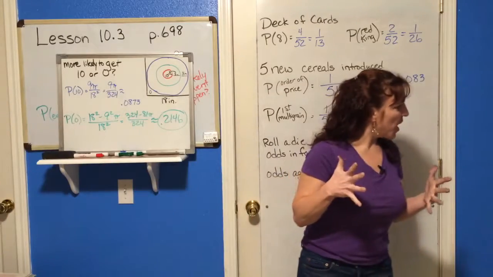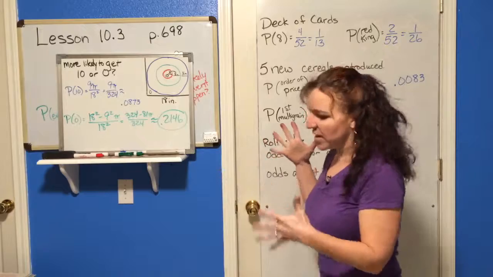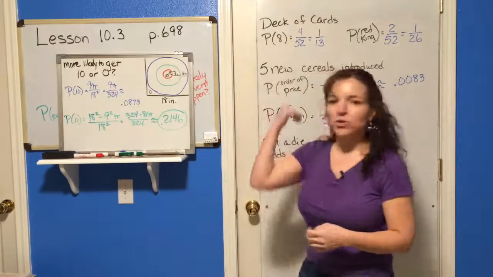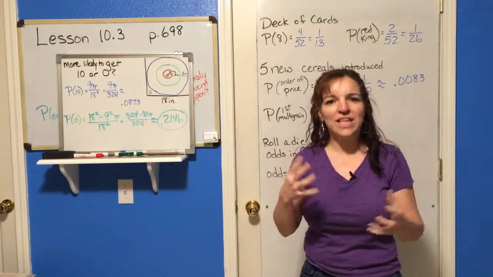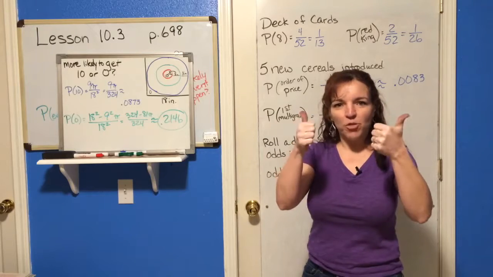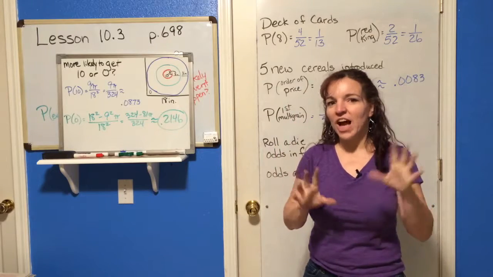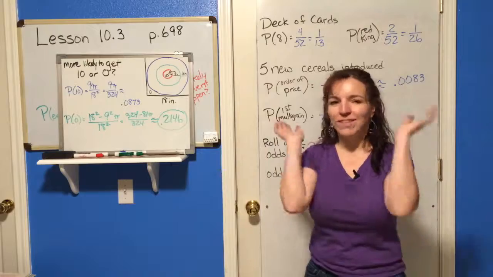Okay, so probability, odds, experimental probability, and geometric probability. It's all pretty much the same. You've got favorable over total, and if you've got odds, you've got favorable over unfavorable. I think you got it.